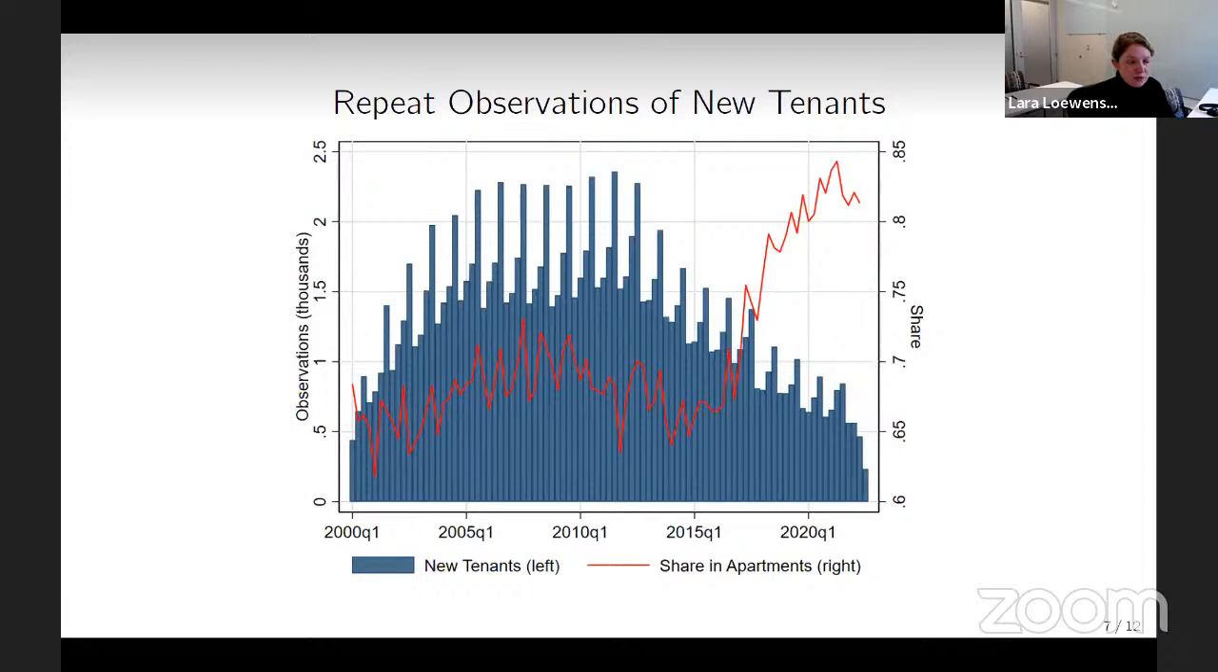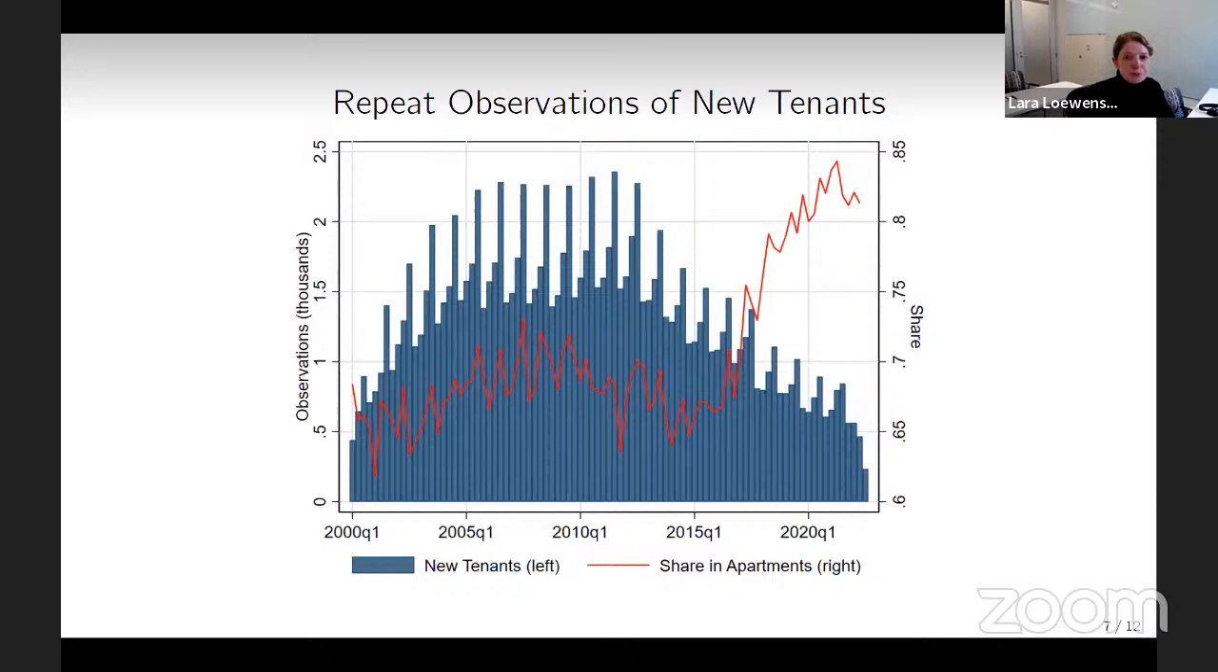At that point, the BLS implemented a new sampling procedure for the BLS housing survey, and also started limiting the length of time that housing units remain in the sample. And so what happens is that limits the number of repeat observations we see for new tenants in the sample. And as a consequence, we also have this change in the share of apartment units that appear in the sample, because tenants in single family rental units tend to stay longer than those in apartment units. We have this sort of shift towards apartment units.